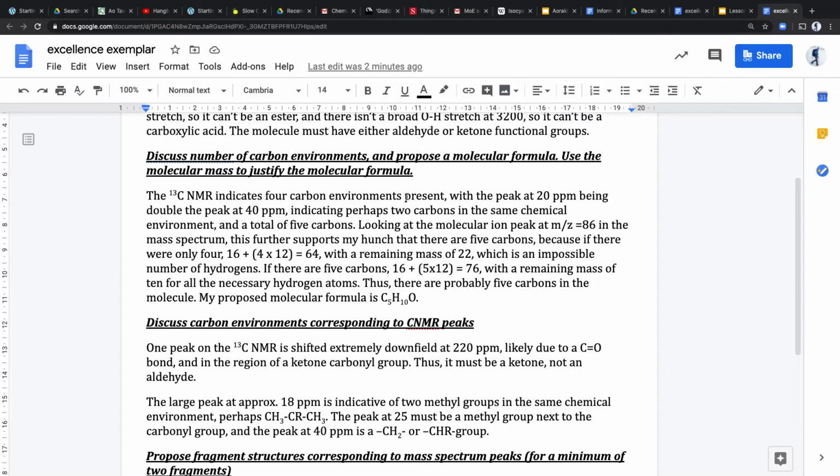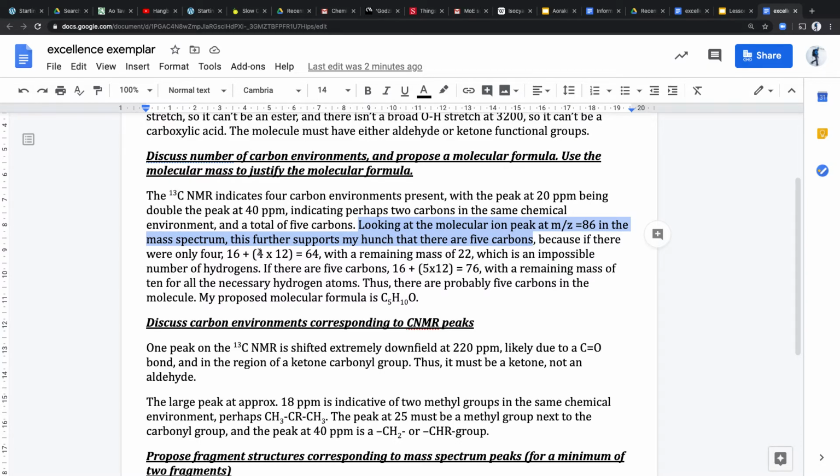Is there any way of telling absolutely how many carbons are in one environment? Or are you guessing up until the end? I'm guessing up until what I'm going to do now. So I say, at this point, okay, I know how many environments there are. And now I say, looking at the molecular ion peak on the mass spectrum, so I'm jumping a little bit just to get the molecular ion mass there. Looking at that peak and seeing that it's 86, this further supports my hunch that there are 5 carbons, and here's why.